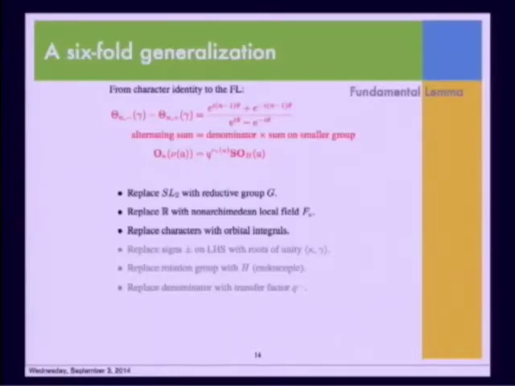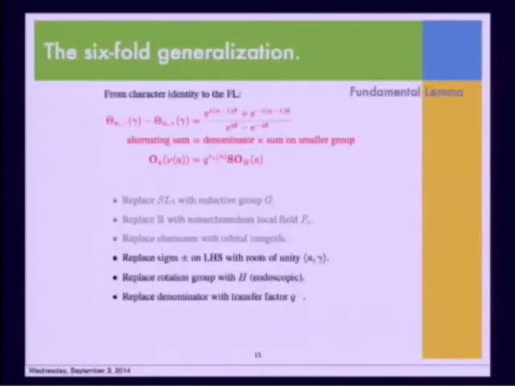We're going to replace the group SL2 with a general reductive group. We're going to replace the real numbers with a general field. There's a version of this for Archimedean fields, but I'll look at it in particular today for the non-Archimedean local fields. We're going to go to the other side of the trace formula, so we're going to replace characters with orbital integrals. And then, continuing, the signs that we had in this character identity, we're going to have to generalize what that means to a general reductive group.